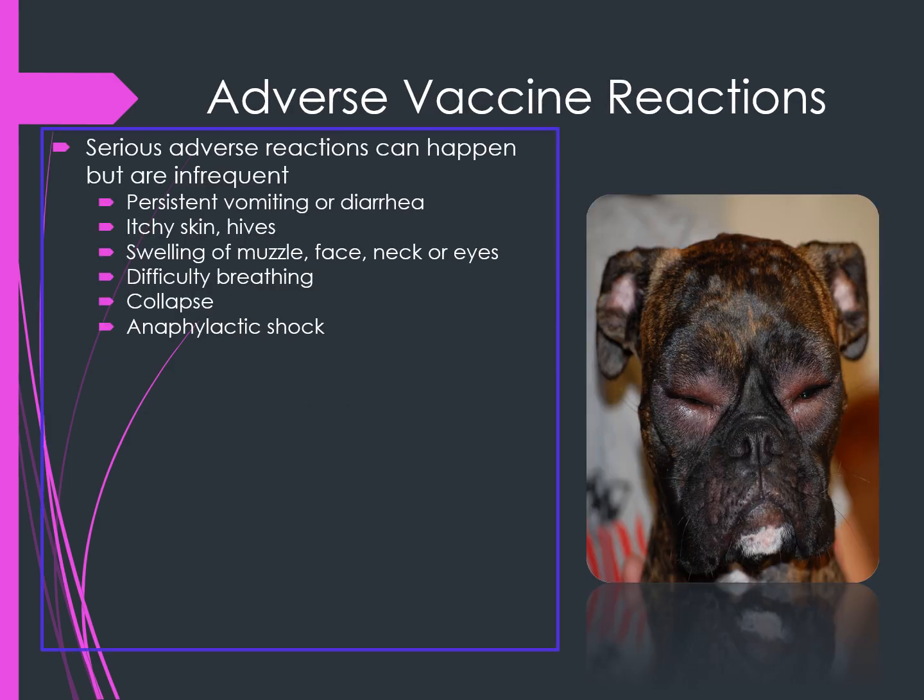Serious vaccine reactions may occur, and these are not considered normal. And this would be something like persistent vomiting or diarrhea, itchy skin, hives, swelling of the face, like you see in this boxer on the right, or neck or eyes, difficulty breathing, collapse, and even anaphylactic shock. If the patient is experiencing some of these, we most likely would treat something like swelling or itching with an antihistamine, maybe even a steroid. And if they're having an even more serious reaction like anaphylactic shock, they may be treated with epinephrine and IV fluids.